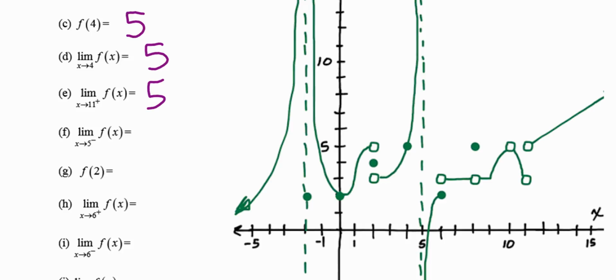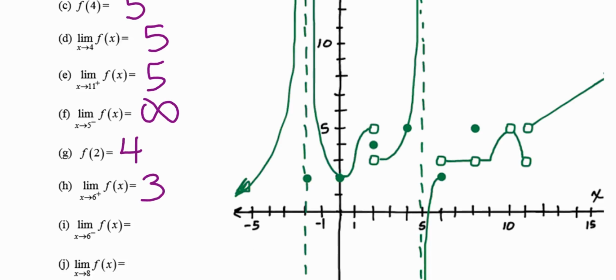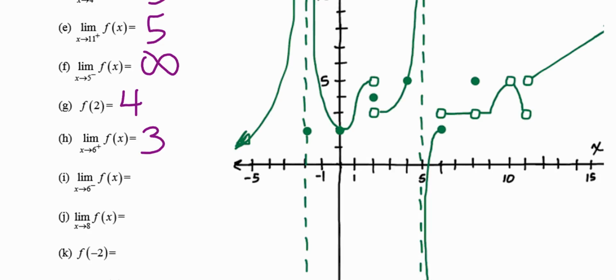All right. Then we have x approaches 5 from the left side. So go on the left side of 5. It looks like it's approaching infinity. f of 2. What is the function value at 2? It's right there, which is 4. 6 from the right. So go to the right side of 6 and get closer. It looks like the y value is 3. All right, 6 from the left side. So go to the left side of 6. Trace the graph. What's it approaching? This time it looks like it's approaching 2.